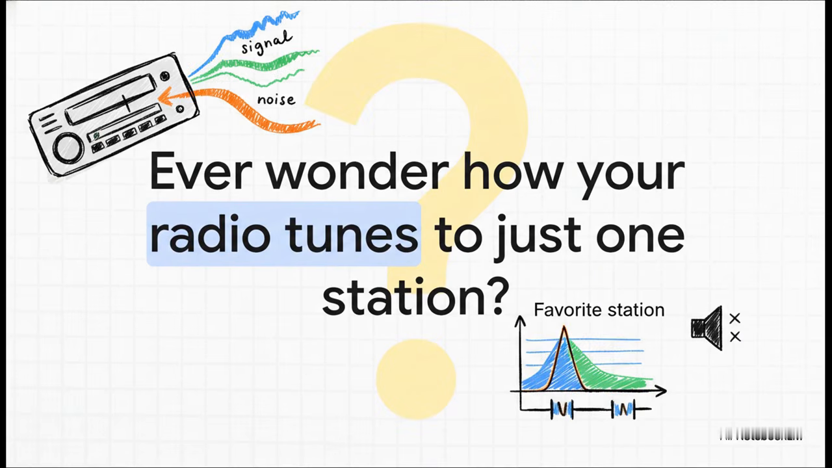So, let's start with something you've probably done 1,000 times. You're in the car, you're turning that radio dial, and somehow, out of all that static, all those different stations floating through the air, you lock on to just one. How in the world does your radio do that? How does it know which signal to grab and which ones to just ignore? Well, the answer is some seriously cool physics, and that's exactly what we're going to break down.